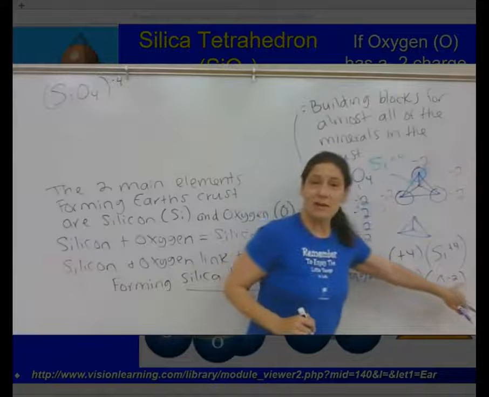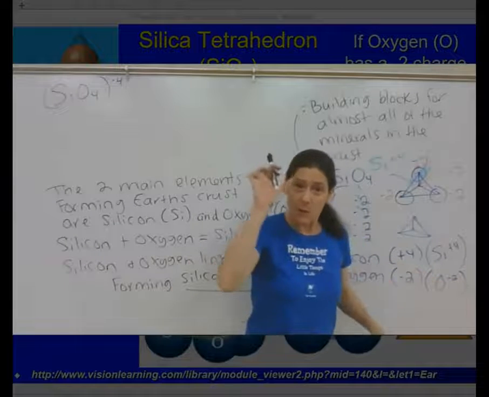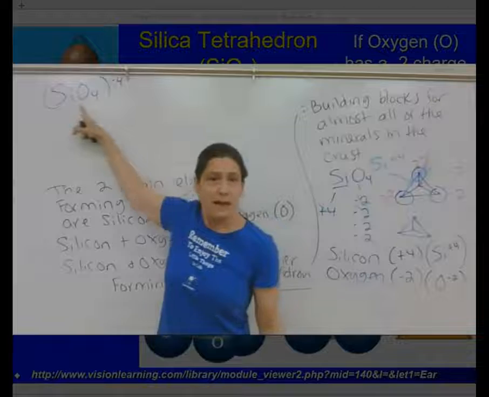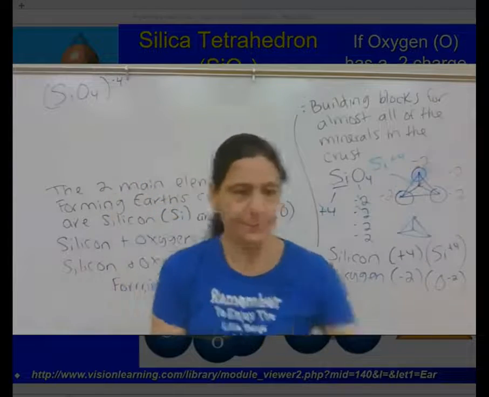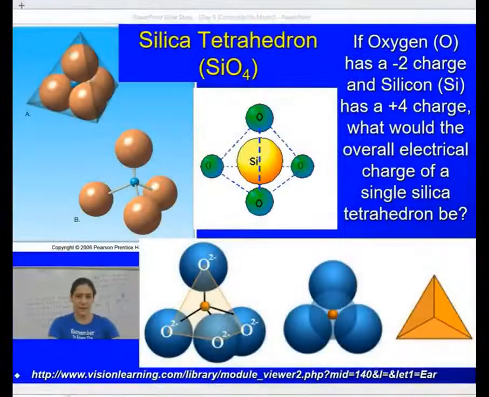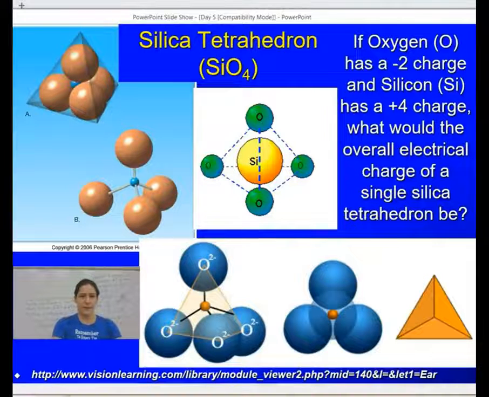So just as we wrote with the oxygen, the -2 up to the corner, that's all I did here. SiO4 has a -4 up to the corner. That's it. Okay, let's just look at this in some of the pictures. So here's the various silica tetrahedron up there.